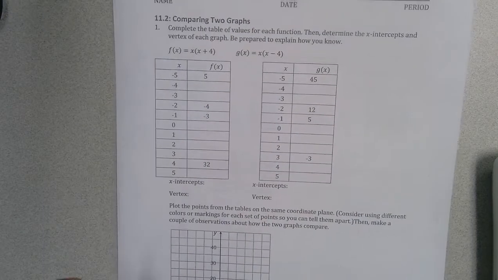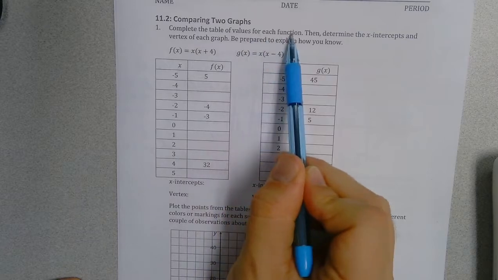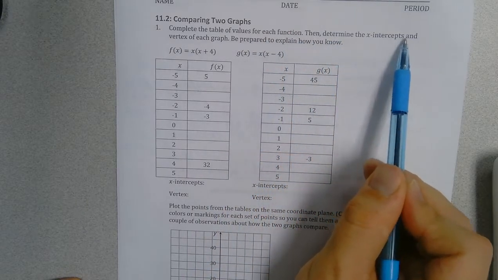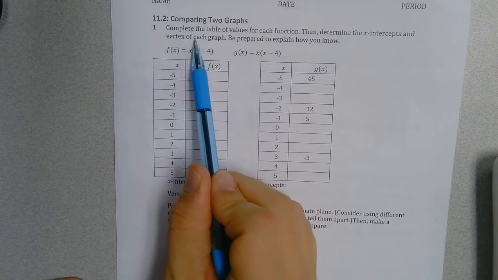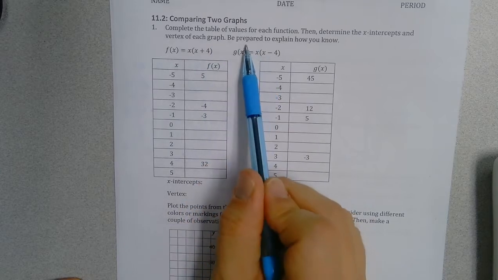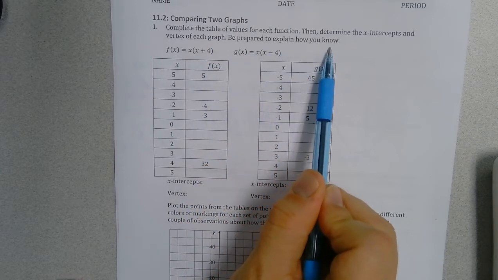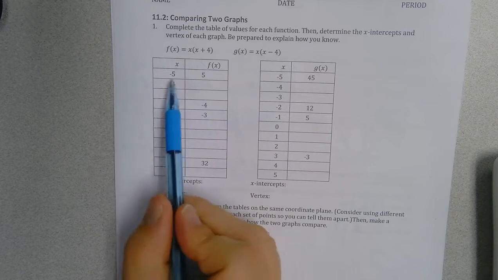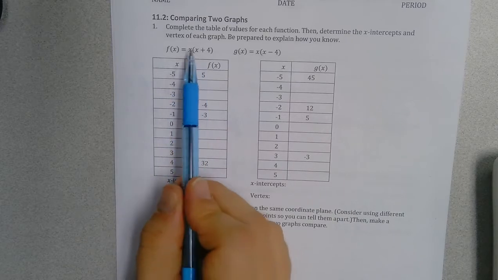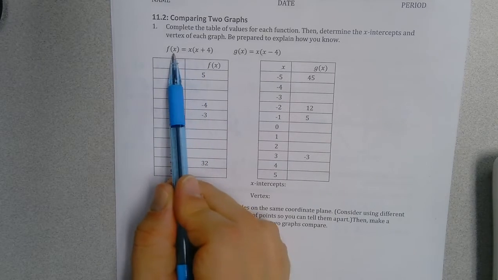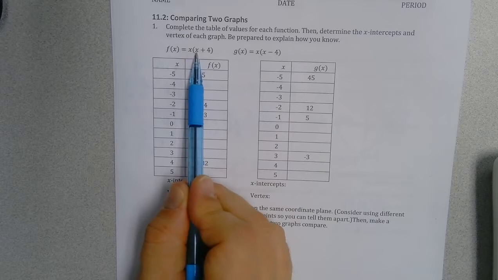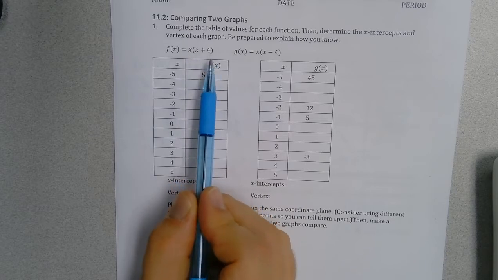So now what we're going to do is complete a table of values for each function, then determine the x-intercept and the vertex from each graph. Be prepared to explain how you know. So we're going to start with this graph on the left, and we see that the function is f of x equals x times, in parentheses, x plus 4.